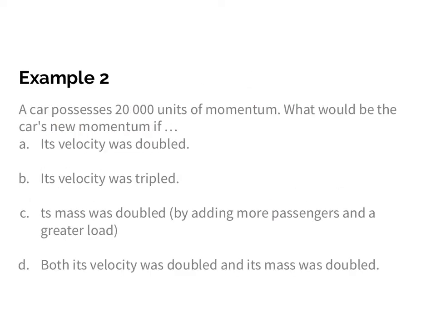So now understanding the two variables, mass and speed, what we can do is think about what would happen to the momentum if we change these things. So understand momentum is going to be dependent on these two things.